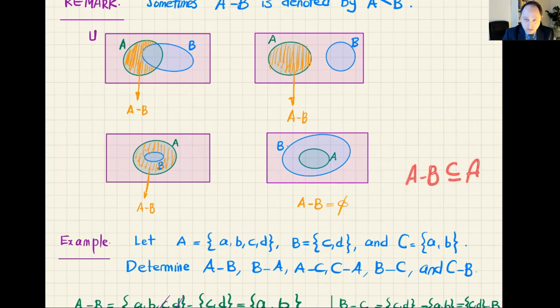it is inherent in the definition of A minus B. You say that A minus B are those elements which are in A but not in B. So it means that definitely the elements that you choose here are inside A. So A minus B in general is a subset of A, but we cannot say more than that, unless we have more information about this. So let me write this as a remark.